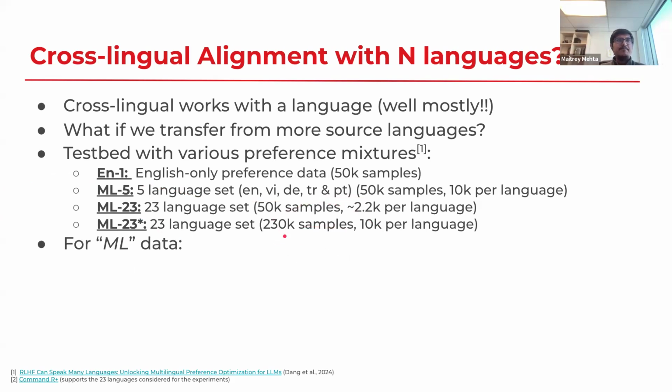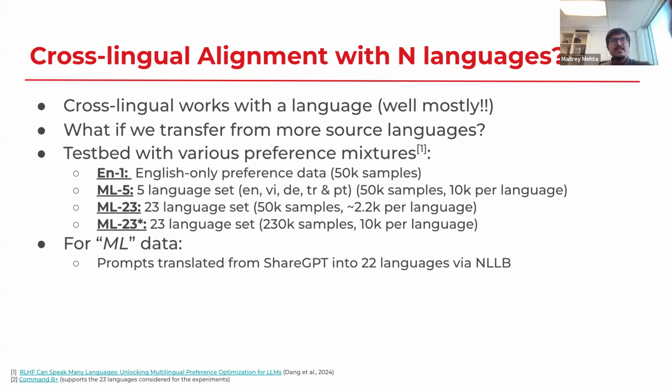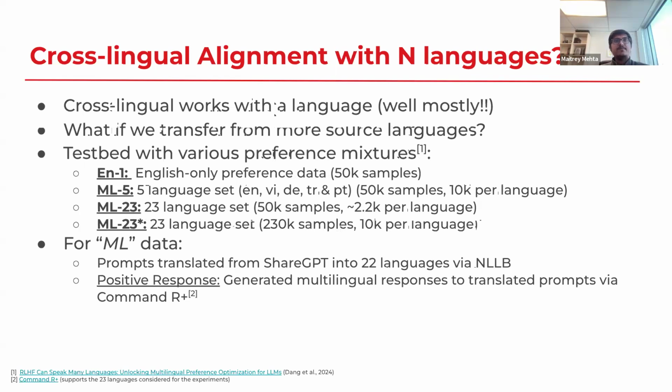And they basically got this mixture by using a translation engine to translate the English preference data into all the languages that they considered, right? And the positive response was generated by taking the target language instance and passing it through a model called Command R. And they used that as the positive response, the good response in the pair.